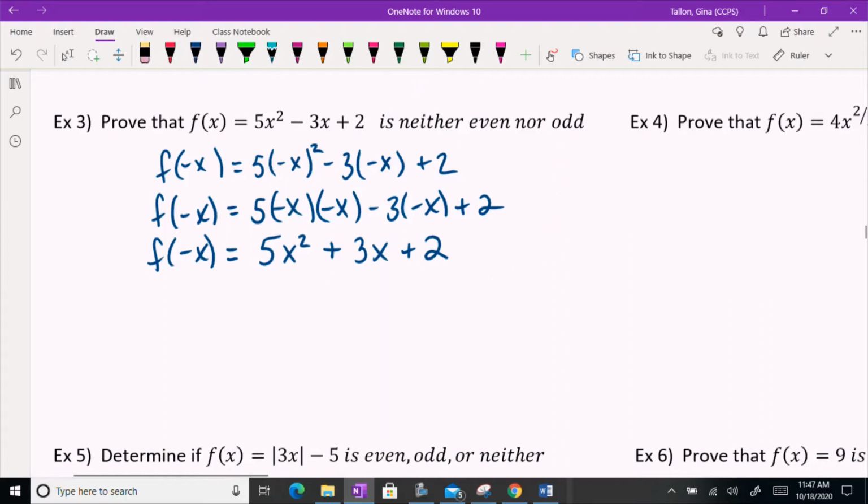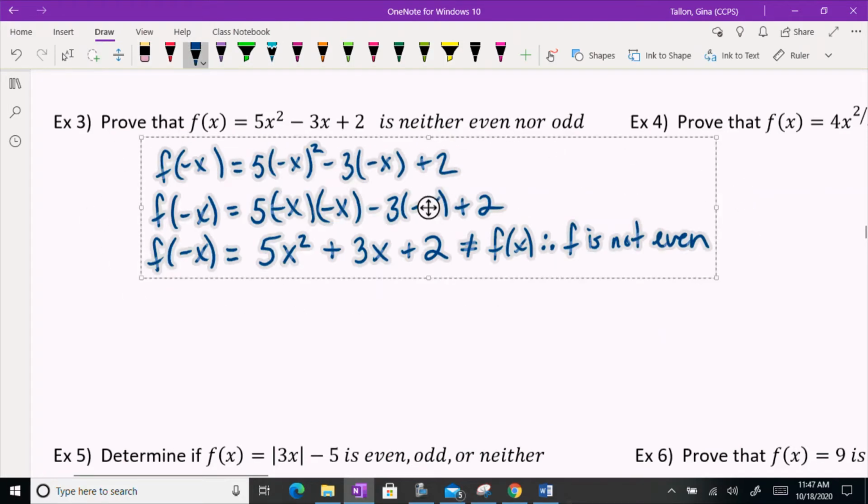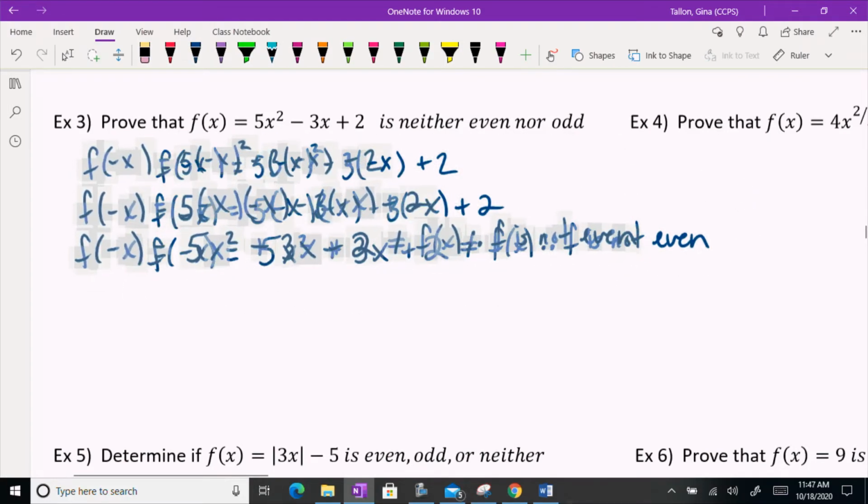And I did not get back the original function. This is not the original function f of x. Therefore, f is what? Not even. I might have to shrink this a little bit or push it over. Let's see about just pushing it over for a second. Don't want it to run into my next question.